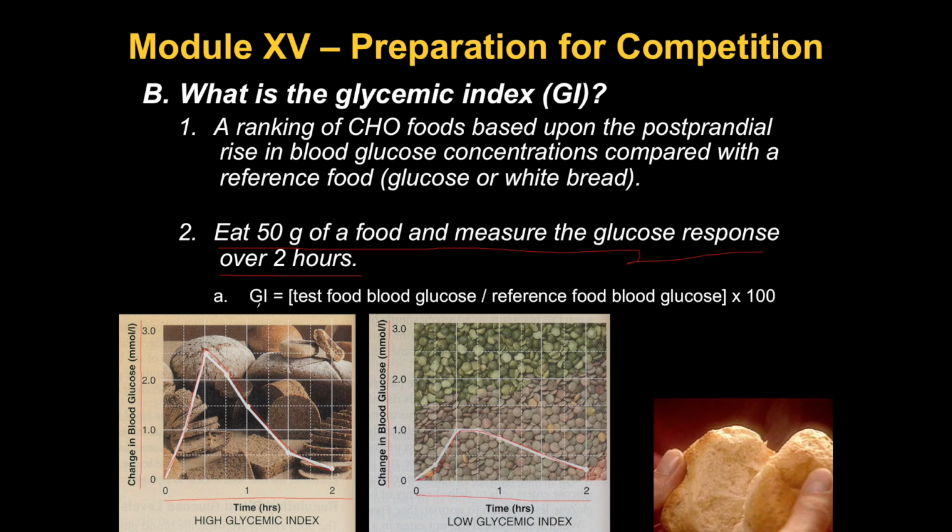So the equation to determine the glycemic index is to take your test food, whatever food you're trying to test and evaluate, and divide that by your reference food, which again is either glucose or white bread, and then multiply that by 100, and that gives you the glycemic index.